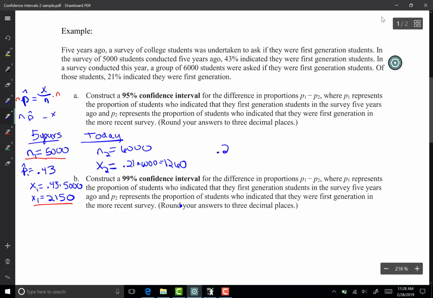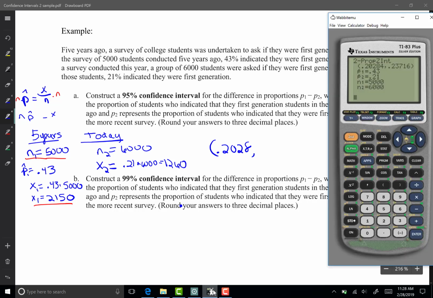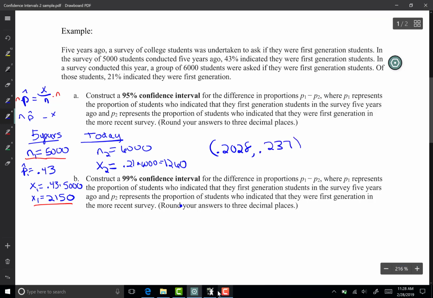The interval is 0.2028 and 0.237, looks like 0.237. Because this did tell us 3 decimals, I want to round this, so 0.203. Okay, so when you write this on a quiz or test, I'm going to look for it like this because it's a difference in proportions that I'm estimating. I want to write it in this interval notation.